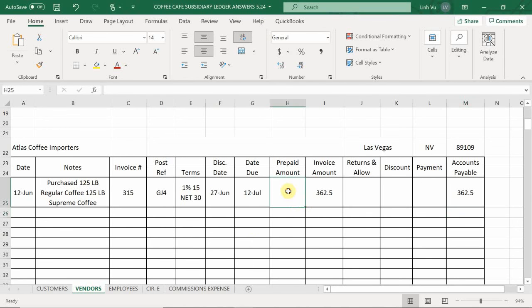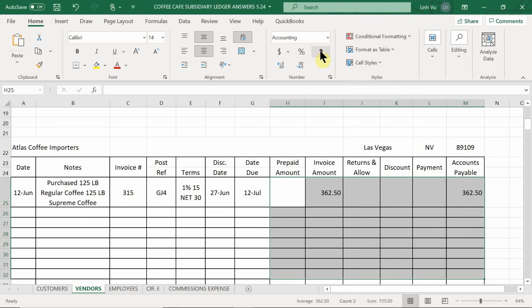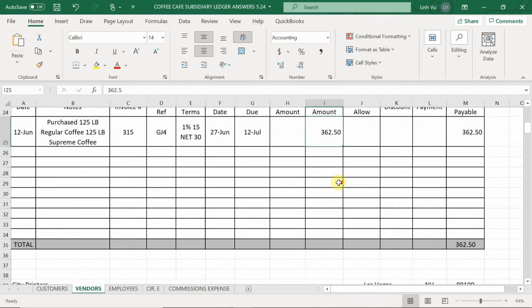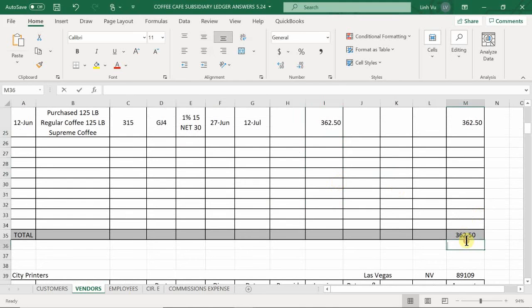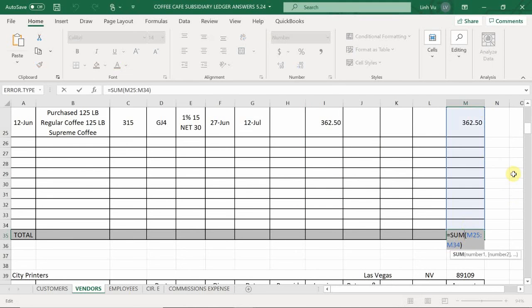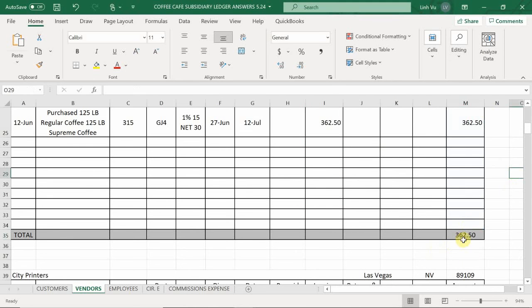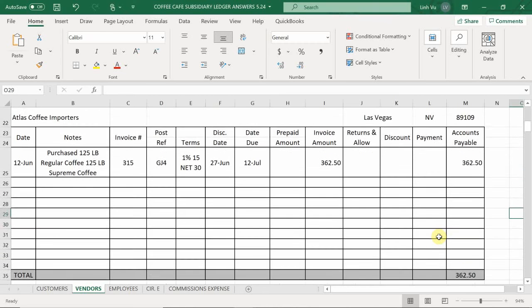My formula is there saying I owe Atlas Coffee Importers $362.50 for invoice number 315. Okay. If you have a running balance here, which is the sum of the whole entire bills, I owe $362.50. Okay.